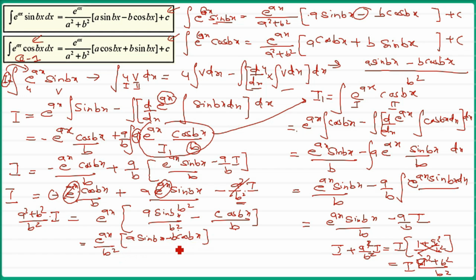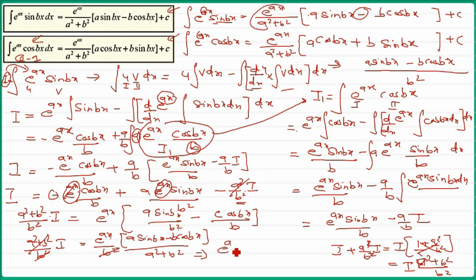This I have just done. And you have on the right a square plus b square by b square into I. So this b square gets cancelled. A square plus b square you can bring it to the right. So this is what I am going to show you, that this is the final result.